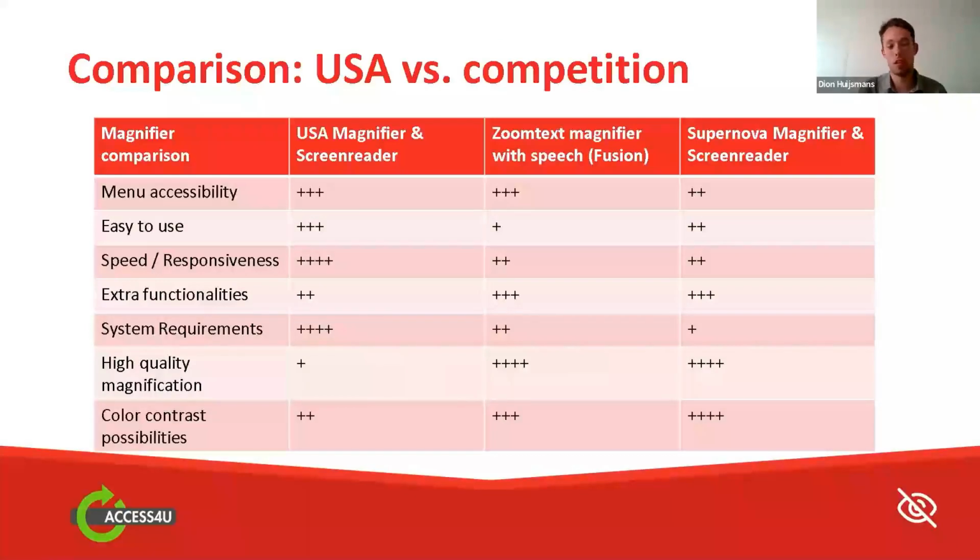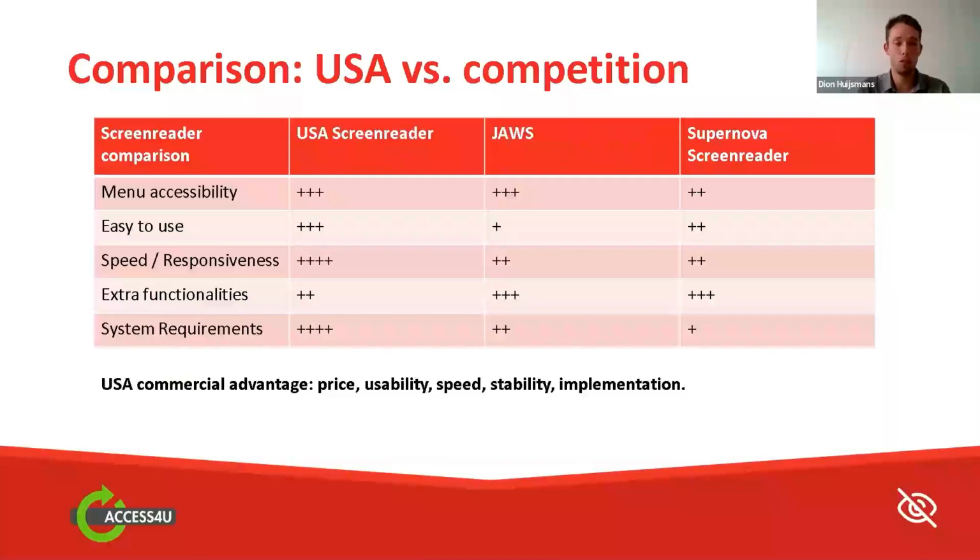And of course, there are some color contrast possibilities, but if you want to specifically alter that, that would be possible in USA, but usually we see that the standard comparison and contrast are good to use. So if I then move over to the screen reader comparison, we compare USA screen reader with JAWS and Supernova, and as well we divide it into several topics.